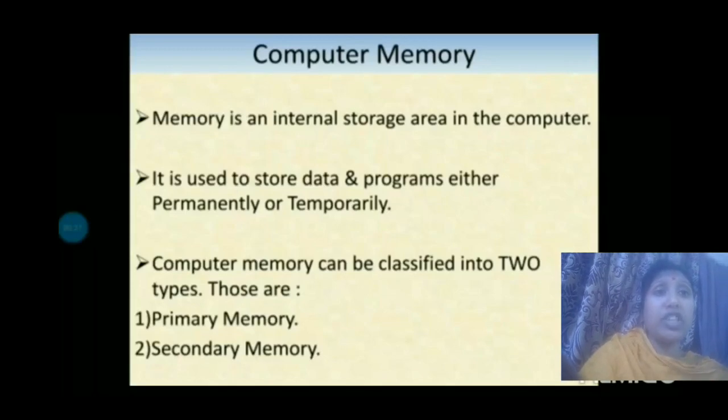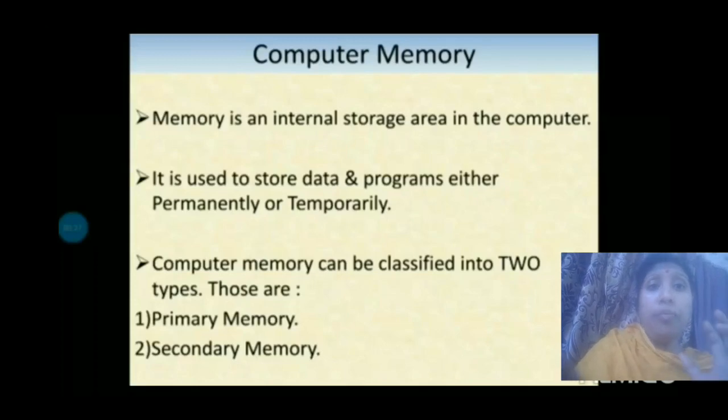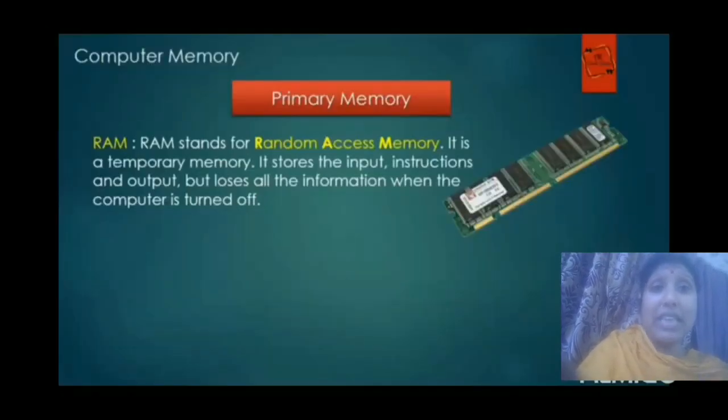Memory is an internal storage area in the computer. It is used to store data and programs either permanently or temporarily. Computer memory can be classified into two types: primary memory and secondary memory. The way we store all the memory in our brain, the computer also needs to store its memory. That is known as an internal storage device. Either it is storing permanently or temporarily.